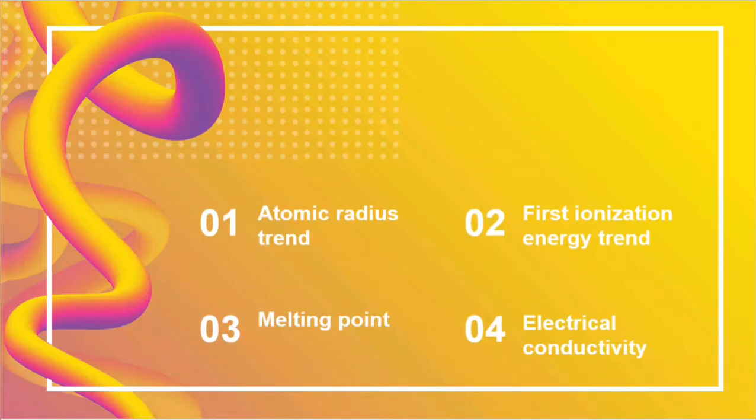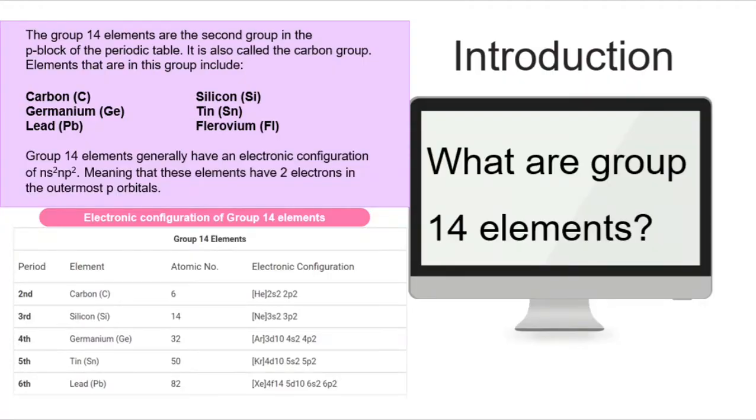In this slide, we were going to present about atomic radius trend, first ionization energy trend, melting point, and electrical conductivity. What are group 14 elements?